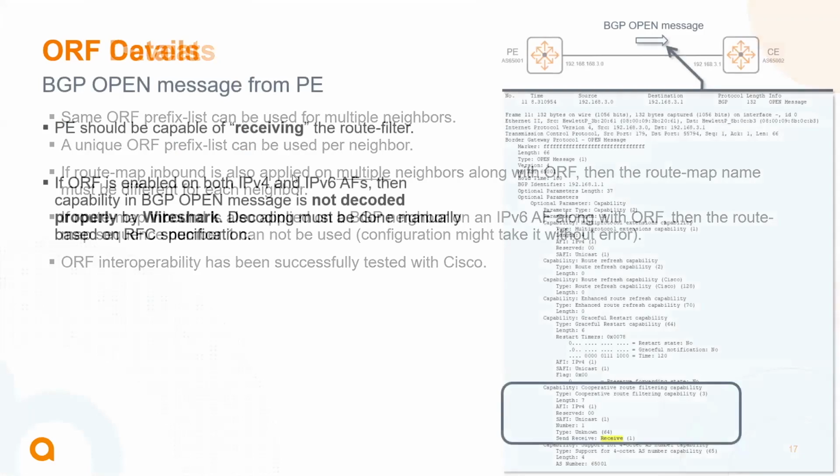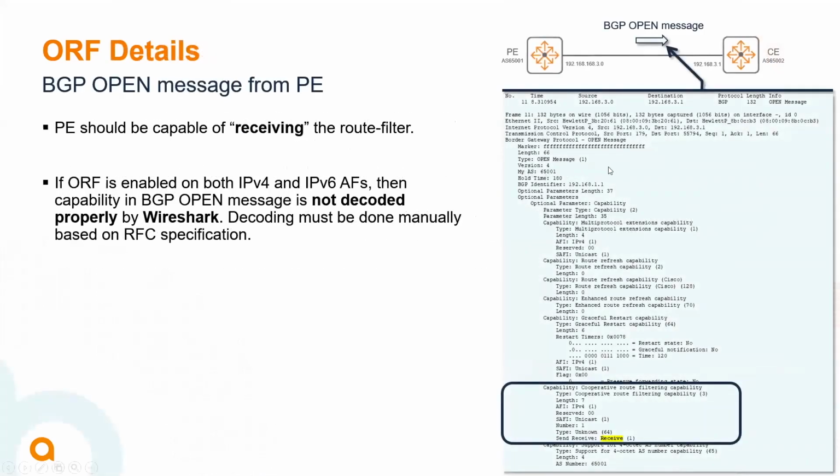Okay, so let's go into some details. Here we have again PE and CE, and we have a BGP open message that is from the PE to the CE. This is all about explaining the capability that is being exchanged. So here the PE should be capable of receiving the route filter.